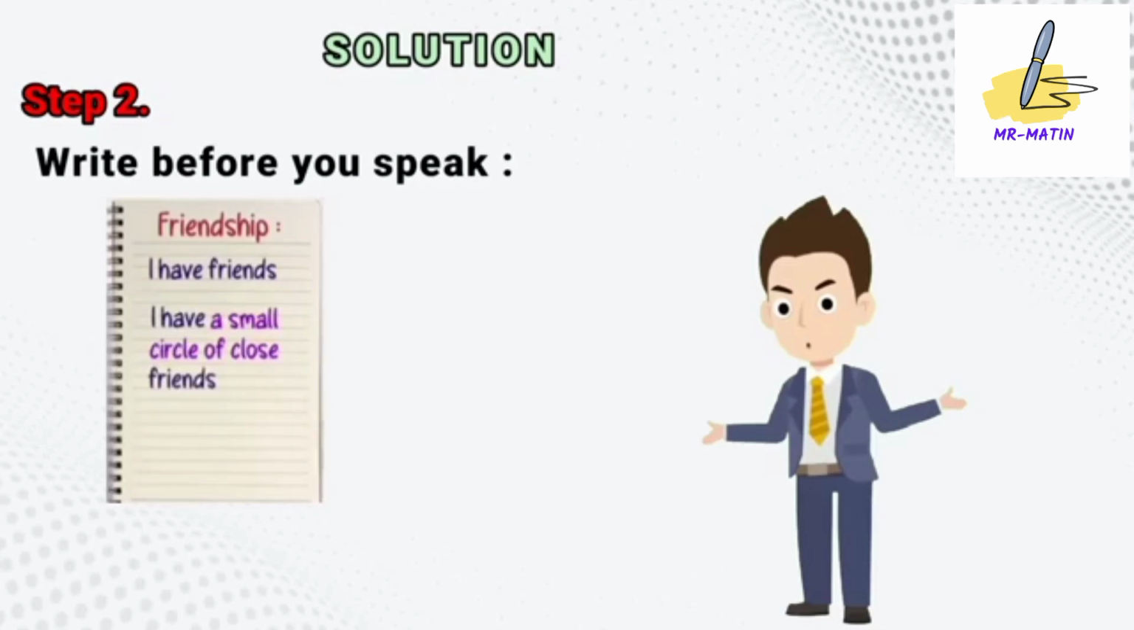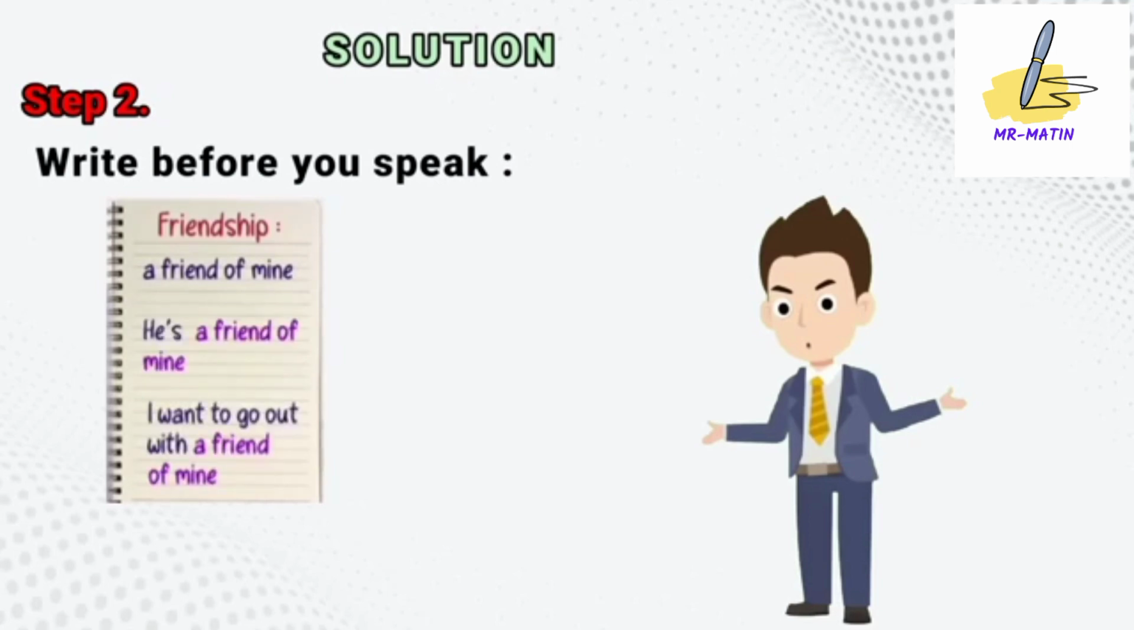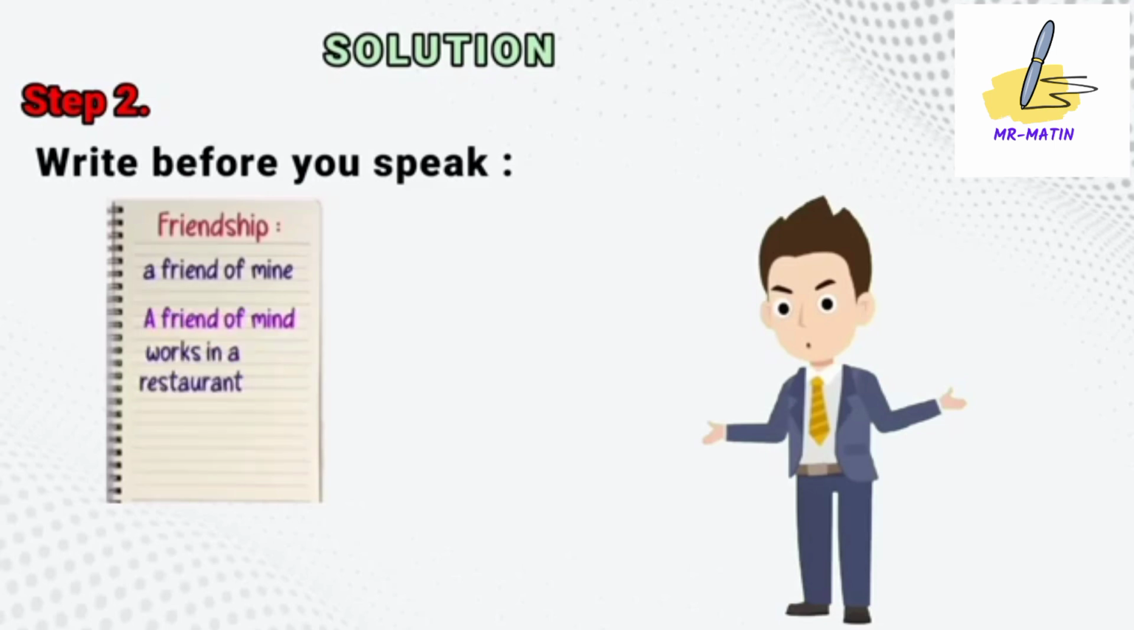You see, I'm making different sentences with the structures, with the phrases, adjectives, verbs, and nouns I learned from this online dictionary. You can also say a friend of mine. He's a friend of mine. I want to go out with a friend of mine. A friend of mine works in a restaurant. Let's use an adjective. A close friend of mine works in a restaurant. You see, I'm trying to mix things together to make different sentences.